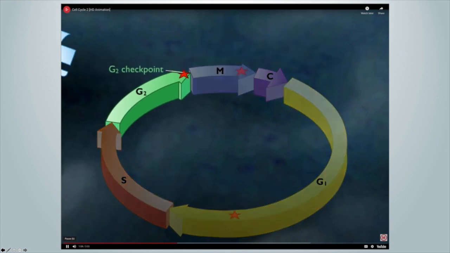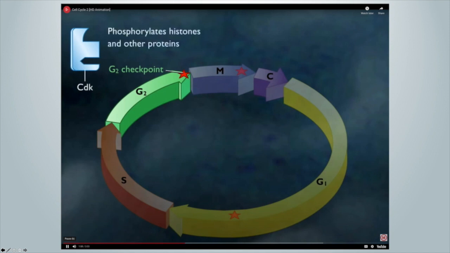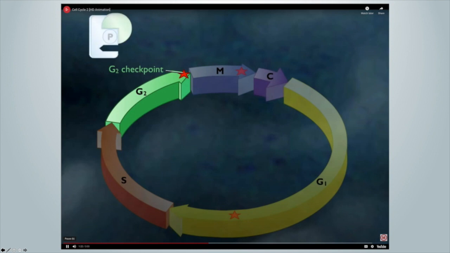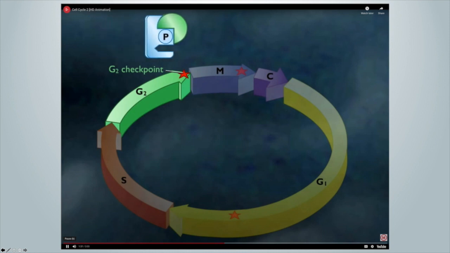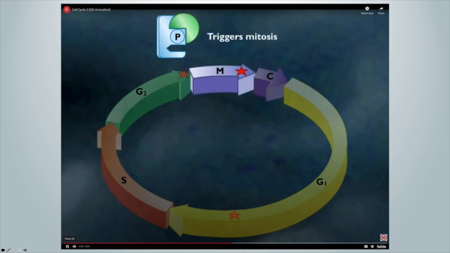At the G2 checkpoint, cyclin-dependent kinases, CDKs, phosphorylate histones and proteins that carry the cycle past the checkpoint into mitosis. During G2, the cell gradually accumulates G2 cyclin, also called mitotic cyclin. The cyclin binds to CDK to form a complex called MPF, mitosis promoting factor. When the level of MPF exceeds the threshold necessary to trigger mitosis, the G2 phase ends and mitosis begins.